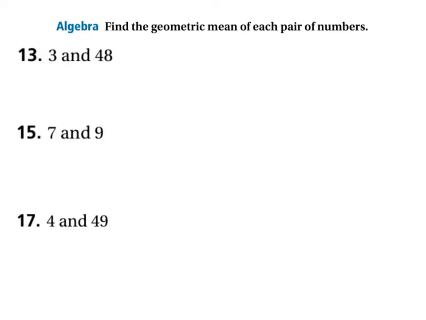Okay, here we're finding the geometric mean of each pair of numbers. Essentially what this means is you're going to multiply the numbers together and then square root it. Okay, what does that look like for us?